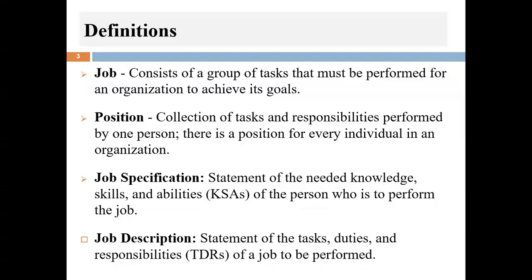Now, let me move on to the job description. The statement of tasks, duties, and responsibilities of the person to perform the job is known as the job description.